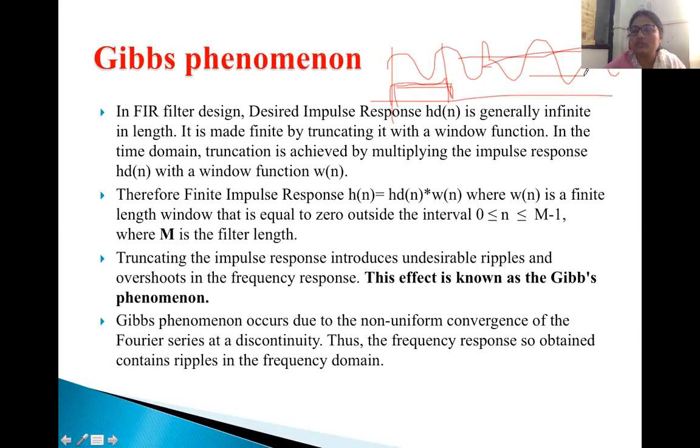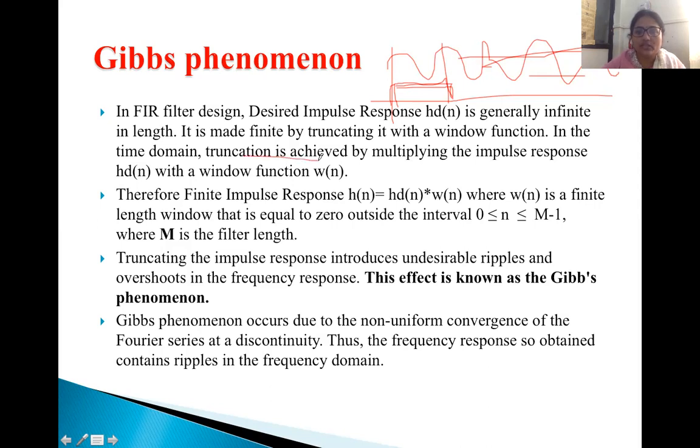What is the purpose of doing this? Because we want a finite duration and we made it finite. How did we make it finite? By truncating it with the window function. With the use of the window function, we have cut the signal for a particular period of time. We have truncated the signal for that period of time.